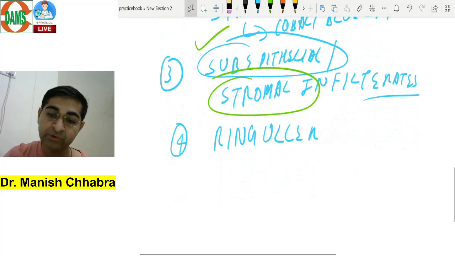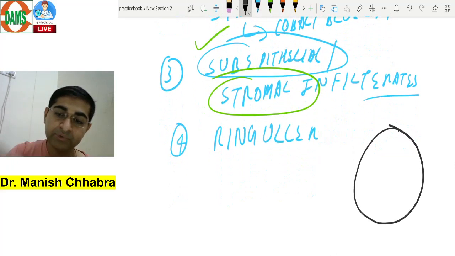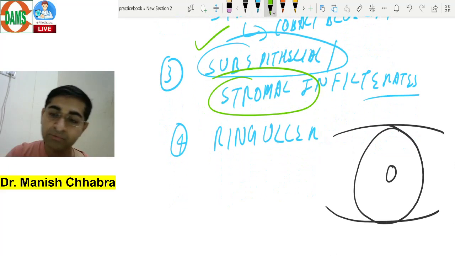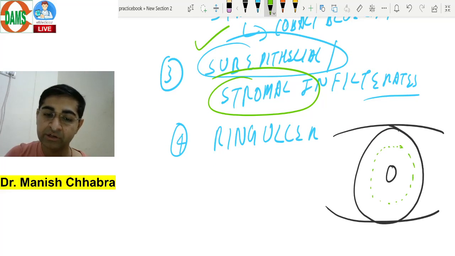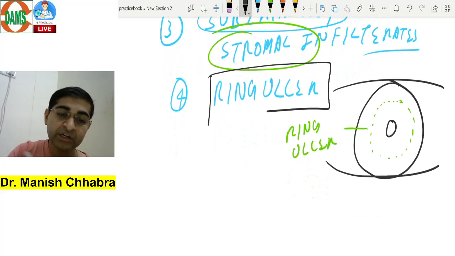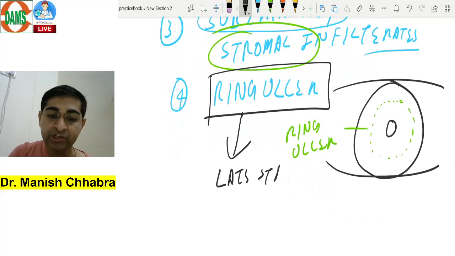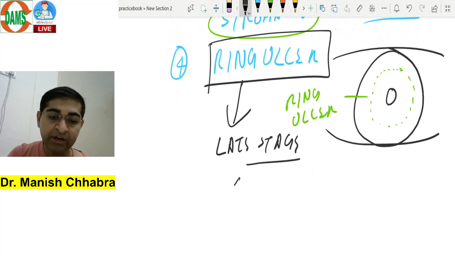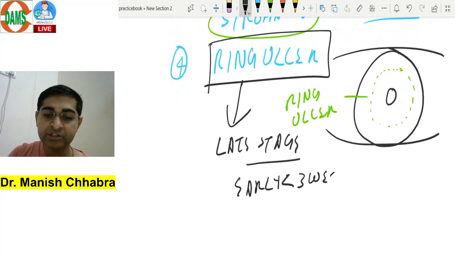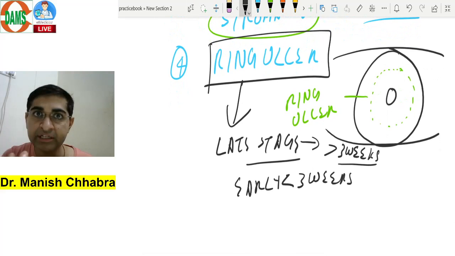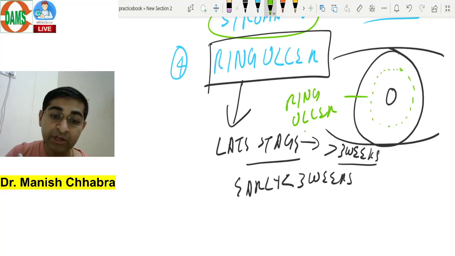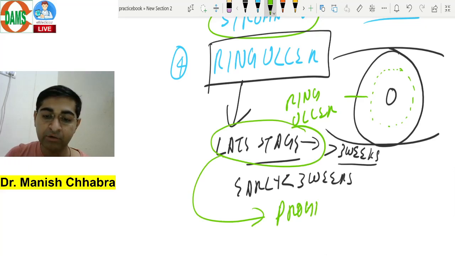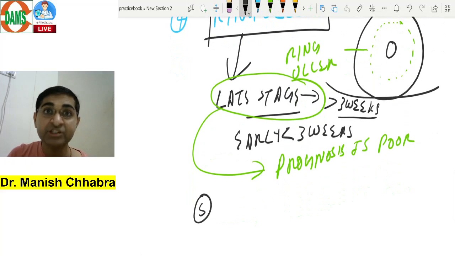Ring ulcer is there. If this is the cornea, there will be a typical appearance of the ring ulcer. Ring ulcer, right? And this ring ulcer is formed during the late stage. You know there are two stages: early stage, which is less than 3 weeks, and late stage, which is more than 3 weeks. This is a disease in which the earlier you treat, the better the prognosis. If the patient comes to you in the late stage, the prognosis is poor.